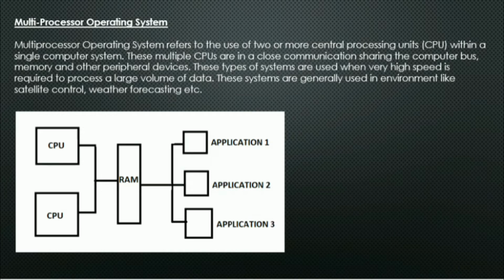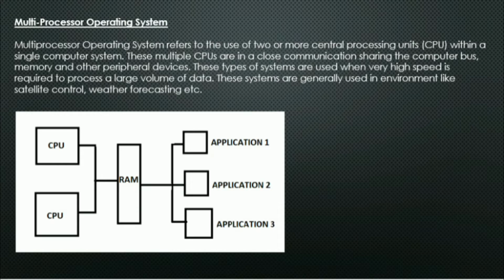Next type of operating system is multiprocessor operating system. Here multiprocessor means in a single cabinet you can see 2 processors. You may have heard about dual core. What is dual core? 2 processors will be there. That is what is meant by dual core, quad core, octa core. You may have heard about these kinds of processors. What is the advantage of multiprocessor? You can execute more than one task at a time.